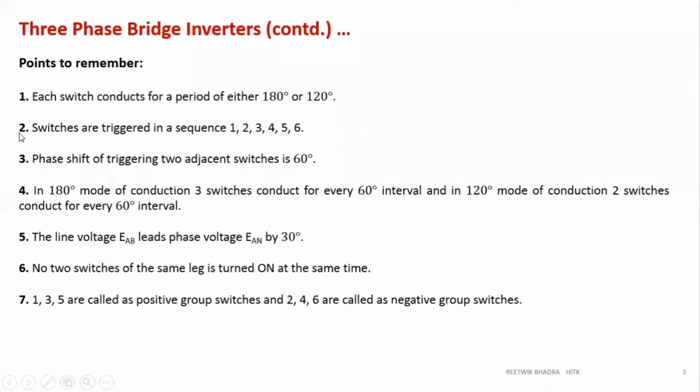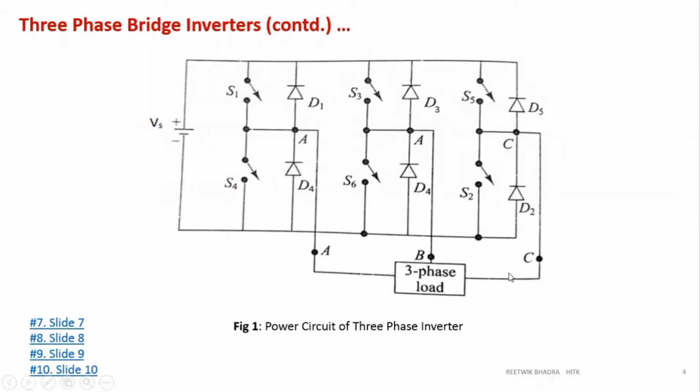Okay. Then switches are triggered in the sequence 1, 2, 3, 4, 5, 6. As the namings are done, if you look into this, this is a three-phase inverter circuit. You have a DC source, and at the output you are getting a three-phase load. That may be an induction motor, may be anything. So, three-phase load. All switches are marked 1, 3, 5, 2, 4, 6. The marking should be done accordingly only.